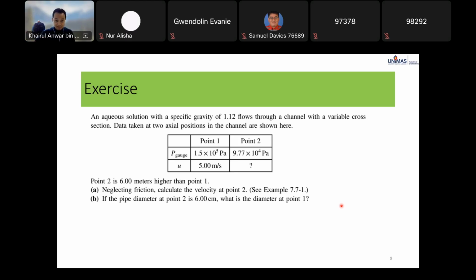So what does delta P consist of? 977 minus 1.5 over 1.23, plus delta U. We can find delta U, so U2 minus 5, to the power of 2, divided by 2, plus g 9.81 times Z which is 6, equals 0.